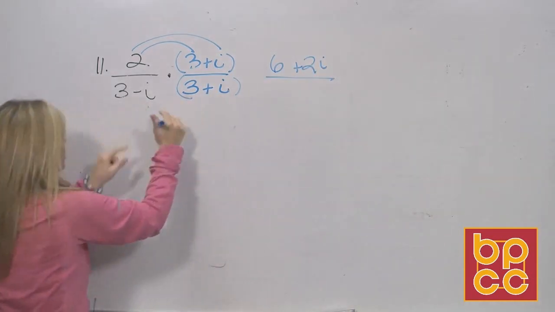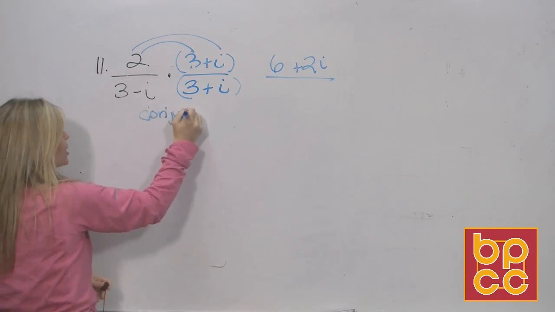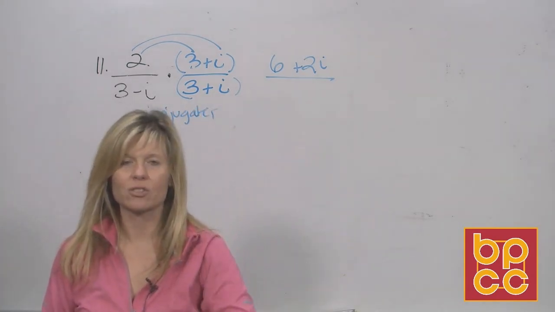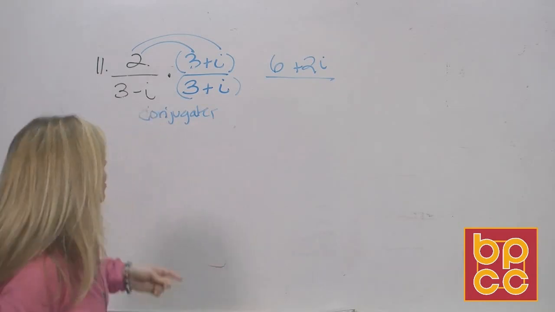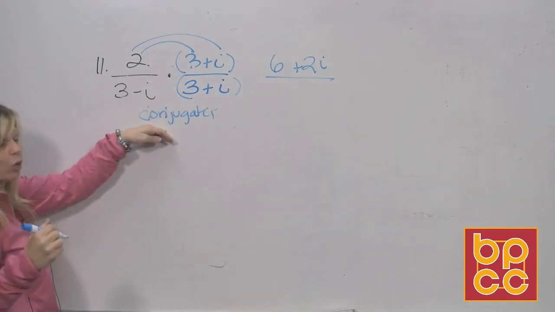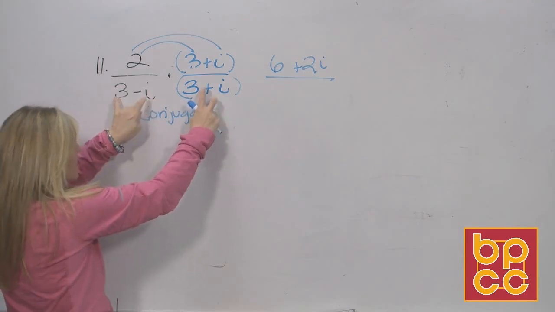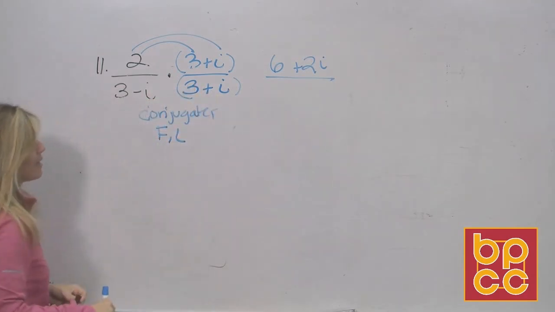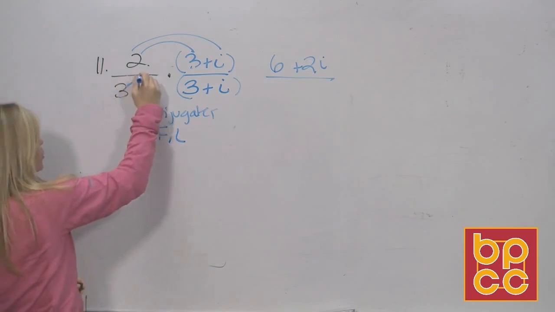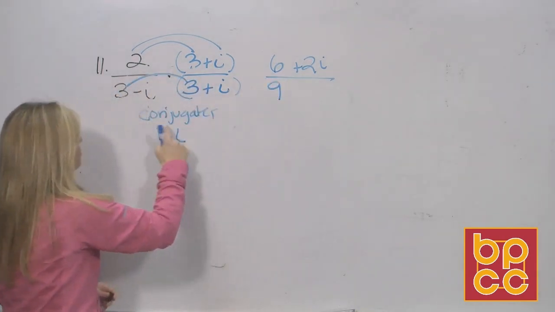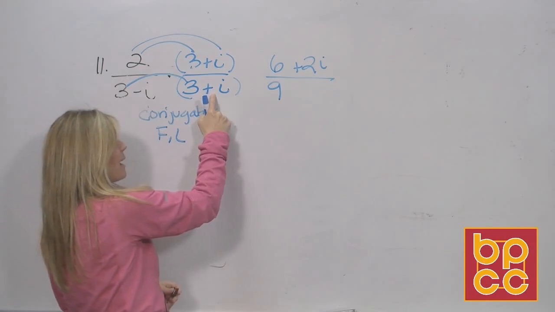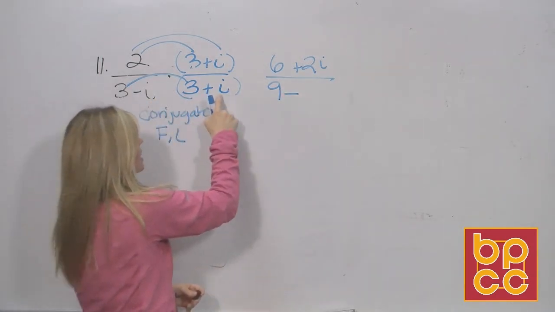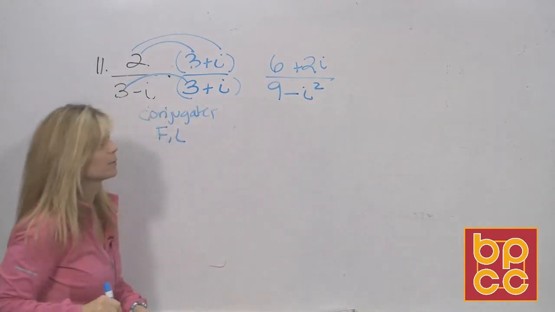Because these binomials have a name, they're called conjugates, I am not going to go through first, outer, inner, last. I'm not going to do the extra work. When you multiply conjugates, which you can only do when you have binomials that change the middle symbol, I'm going to do the first and the last. So if I do the first, 3 times 3 is 9. Negative i times positive i. Well, a negative times a positive is a negative. i times i is i squared.